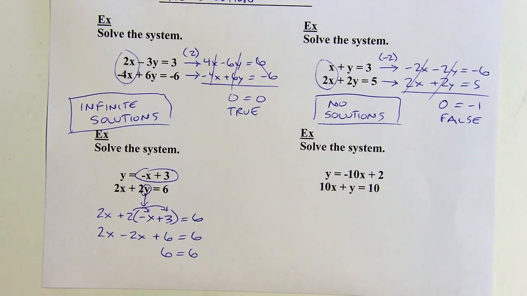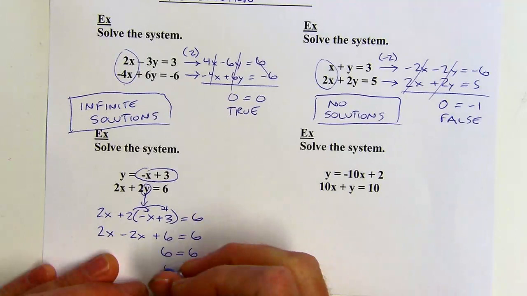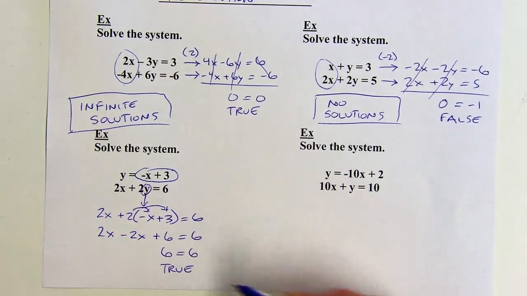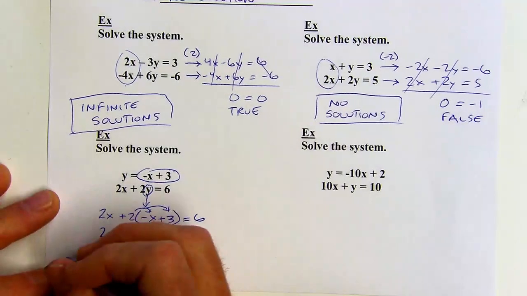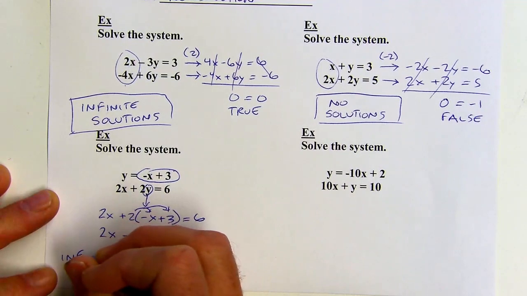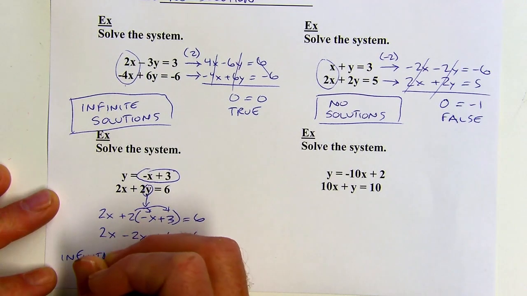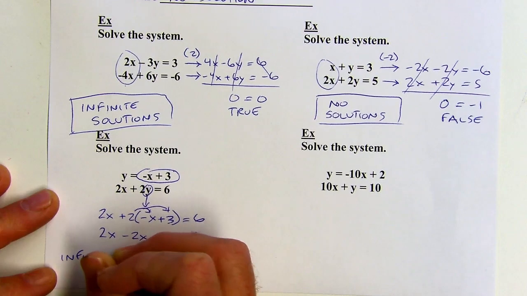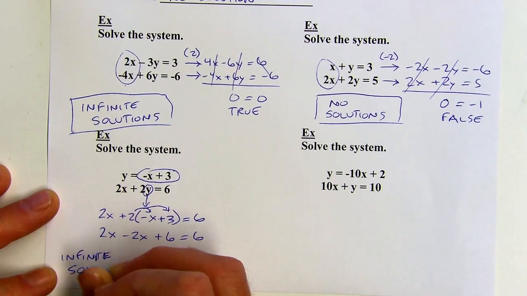So those x's eliminated themselves again. And so now I've got this true statement. So since I don't have any variables left, I know I've either got infinite solutions or no solutions. This one is going to be infinite solutions. Infinite. Forgot the I there. Solutions.